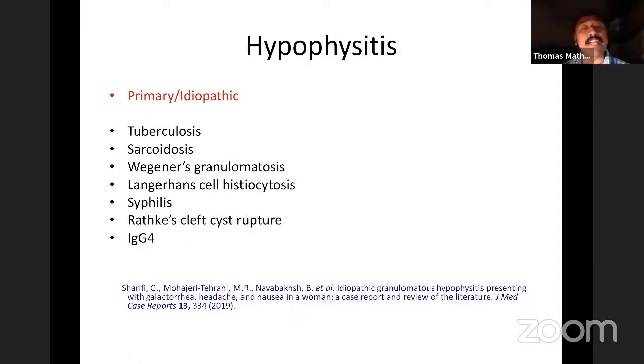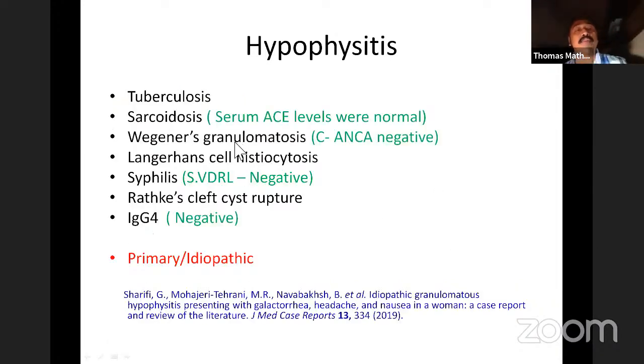So we investigated further, and the CT scan of the chest was normal. There was no evidence of tuberculosis or sarcoidosis. Serum ACE levels were normal. C-ANCA was negative. Syphilis VDRL was negative. And for Langerhans cell and Rathke's, the radiologist was not in favor of any Rathke's cleft cyst rupture, and IgG4 was negative. So we came to a conclusion of primary, an idiopathic hypophysitis. So then we continued the steroids, and the plan was to closely follow up with a repeat scan.